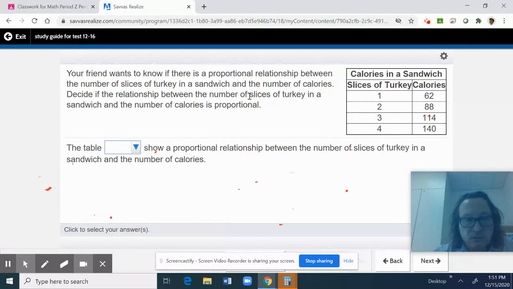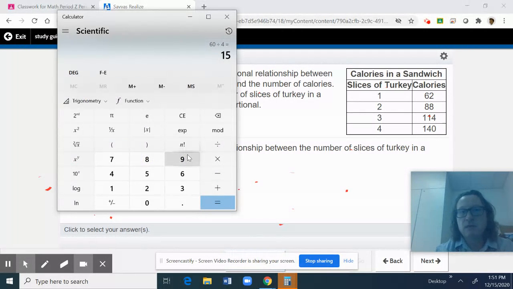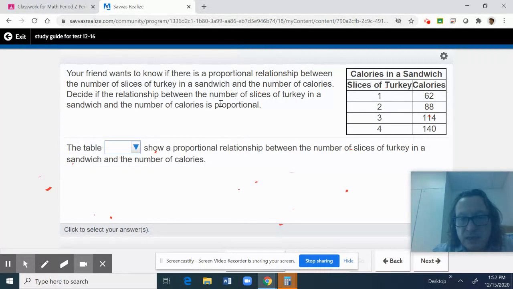The next question is similar. Your friend wants to know if there's a proportional relationship between the number of slices of turkey and the number of calories. So I have another table. I want to check all the ratios once again. We can use our calculator once again. And here we got 62 divided by 1 and 88 divided by 2. So they're different. And Hussein, I think, was telling me, and Julissa maybe, and a couple others of you that told me, I only have to do these two because since they're different, I know that it does not. Once I see that they're different, I don't have to go and check the rest of them because it doesn't matter. Those two are different. It's not.